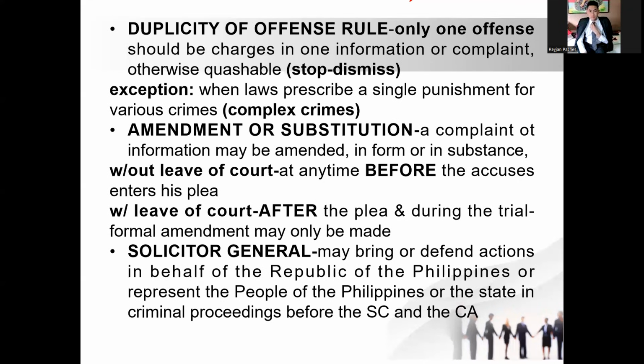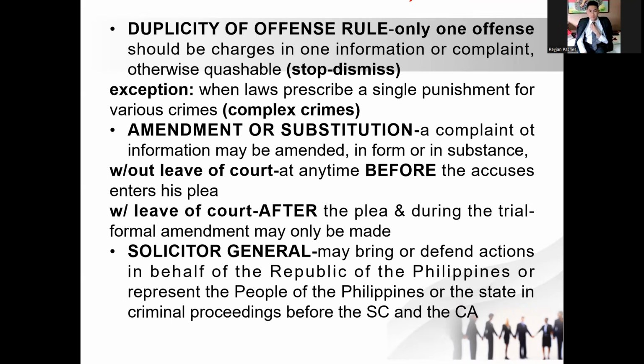Then of course, with leave of court, kapag after na, natapos na lahat, after the plea and during the trial, hanggang formal amendment lang yung pwedeng ma-change. Hindi na pwedeng i-change yung substance niya. Okay? So with leave of court.